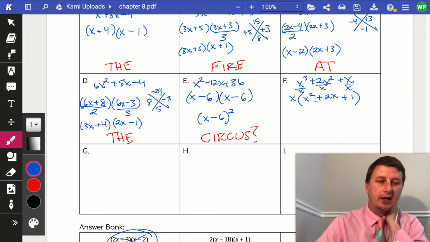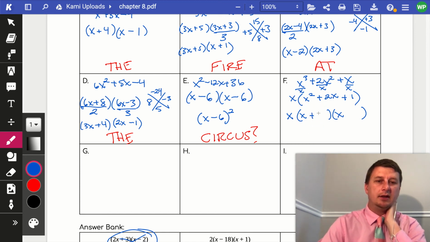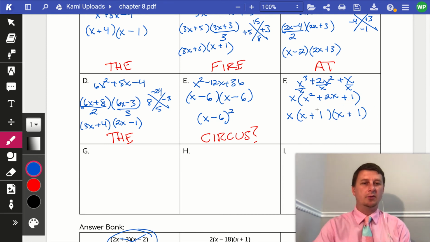Now I have a trinomial where a is equal to 1. So I'm going to be using those rules that say to start off each parenthesis with x, because x times x is x squared. And what two numbers multiply to 1 and add to 2? Well, it's going to be 1 times 1. 1 times 1 is 1. 1 plus 1 is 2.